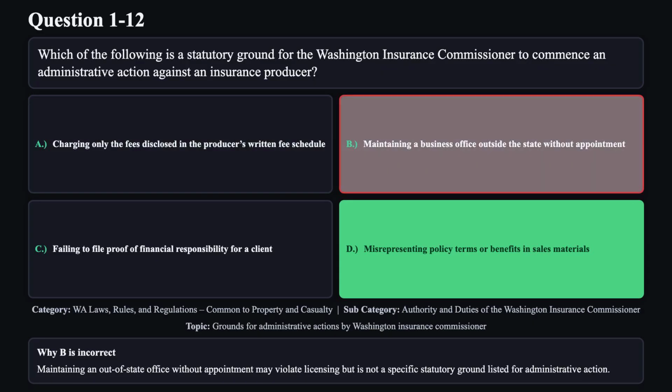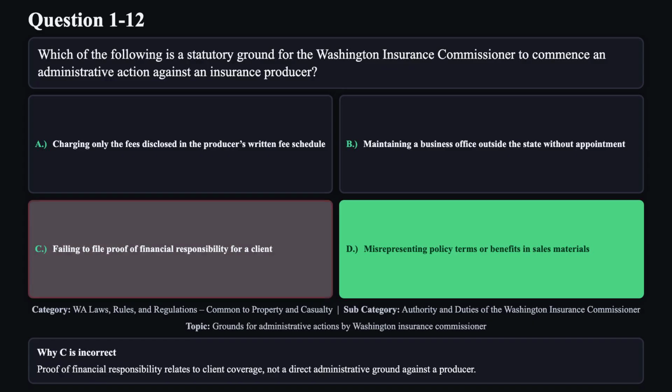Reason B is not correct. Maintaining an out-of-state office without appointment may violate licensing, but is not a specific statutory ground listed for administrative action. Reason C is not correct. Proof of financial responsibility relates to client coverage, not a direct administrative ground against a producer.